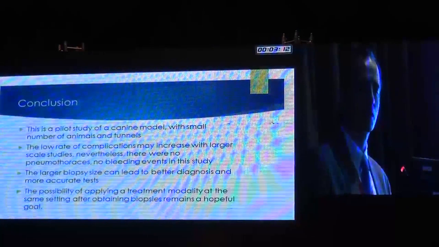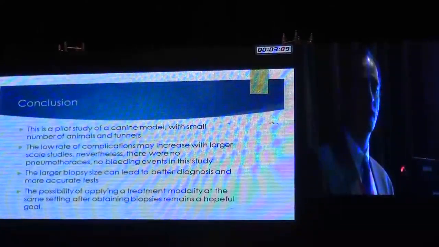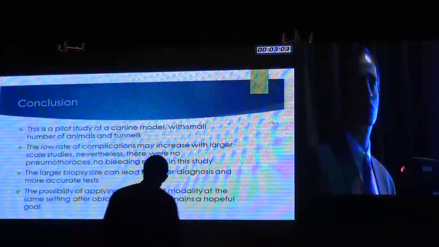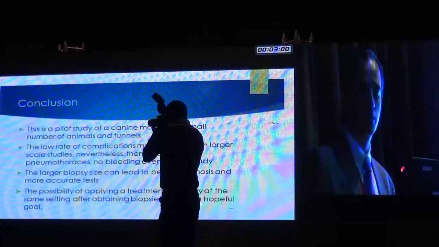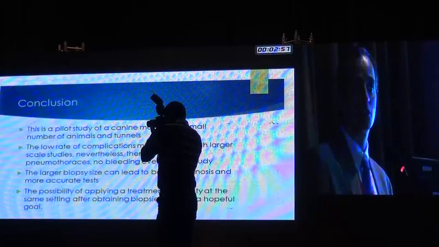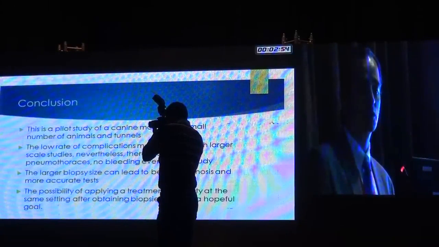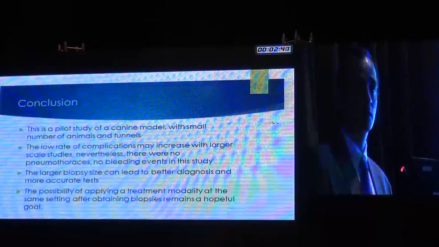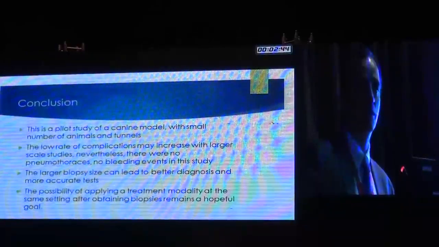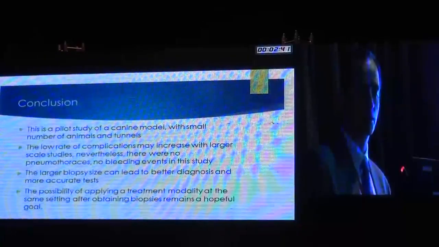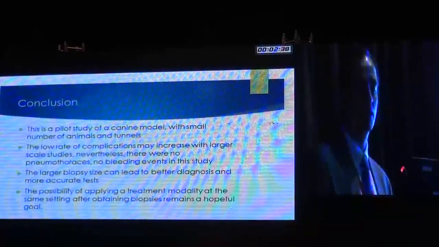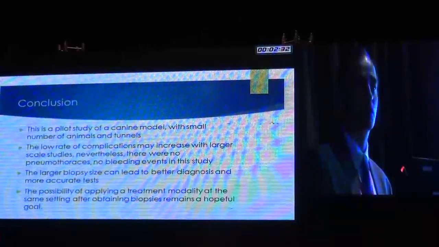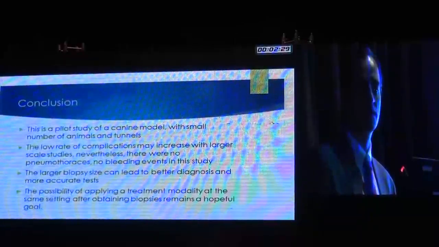So they conclude that this was a pilot study in a canine model with a very small number of animals and tunnels. Maybe with a larger number of animals or subjects, the results would be lower. But the low rate of complication is very encouraging. There's no pneumothoraces and no bleeding. They got larger biopsy size than transthoracic needle aspiration and biopsies, so better diagnosis, and the possibility of applying a treatment modality for these peripheral lung nodules through the same technique is also very hopeful.